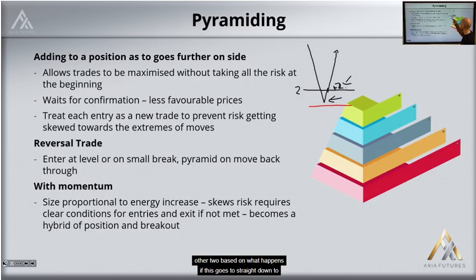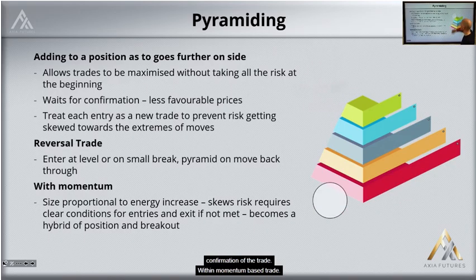If this goes 2 straight down to stop, you get stopped out on 2. If this goes 2 and bounces, doesn't stop you, and starts to trade back above the level, you can add back on. You've taken the risk, and now you're able to have more size on with greater conviction and greater confirmation of the trade. With a momentum-based trade, we're going to look more at this in terms of order flow as we go into order flow week, but I'll give you an early example in a moment.